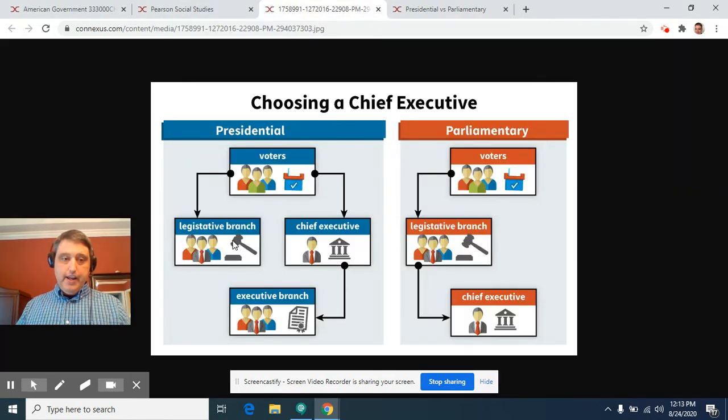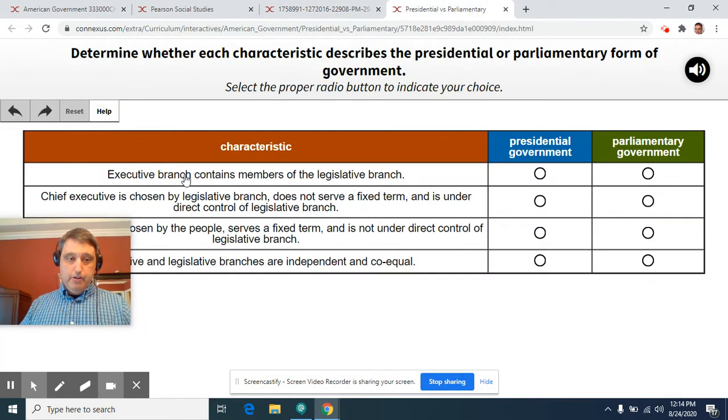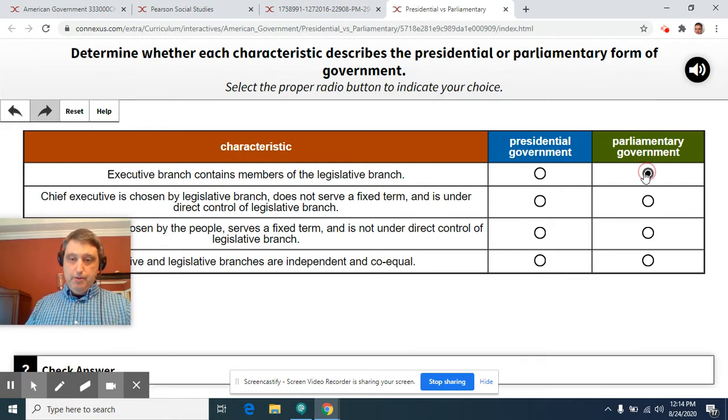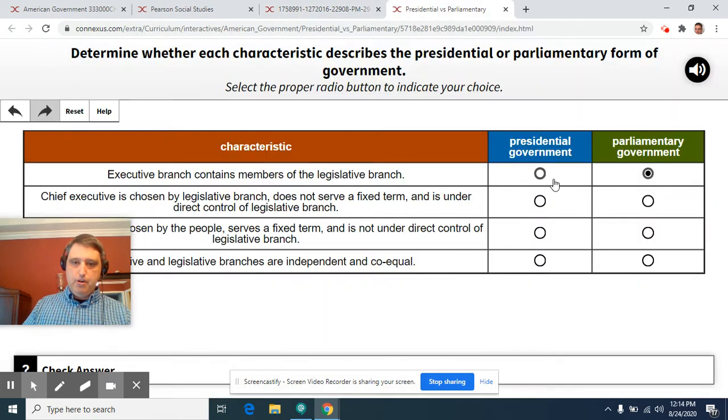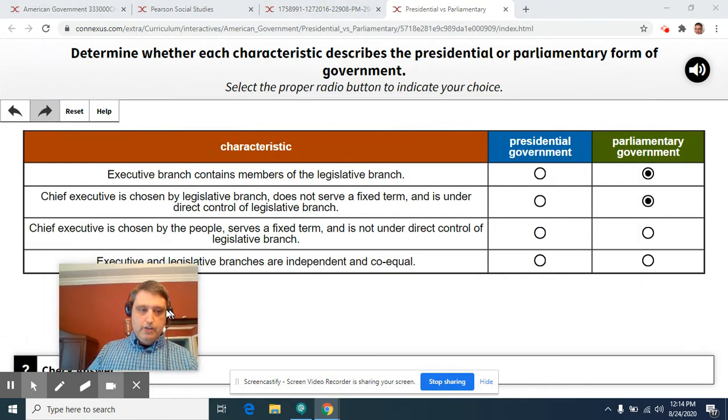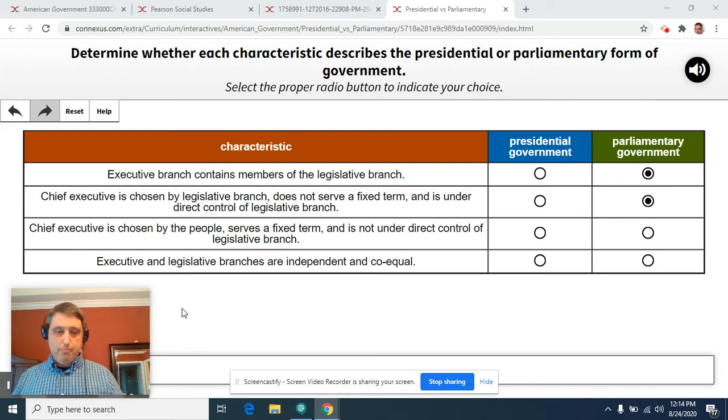Now, look at the chart again. In a presidential system, the legislative and chief executive are separate. In a parliamentary system, they're not separate. The legislative actually chooses the executive, and usually in a parliamentary system, the legislative will choose an executive out of the legislature. So this first one, executive branch contains members of the legislative, is parliamentary. Chief executive is chosen by the legislative branch, does not serve a fixed term, and is under direct control of the legislative branch. Again, going back to our chart, under direct control, chosen by the legislative branch, that's parliamentary again.